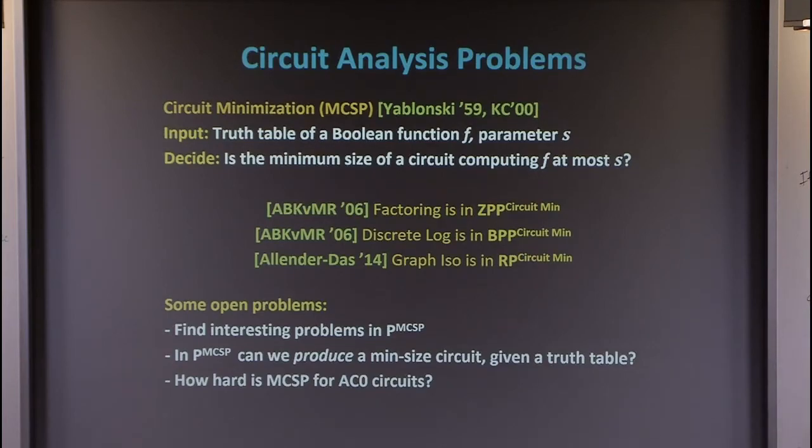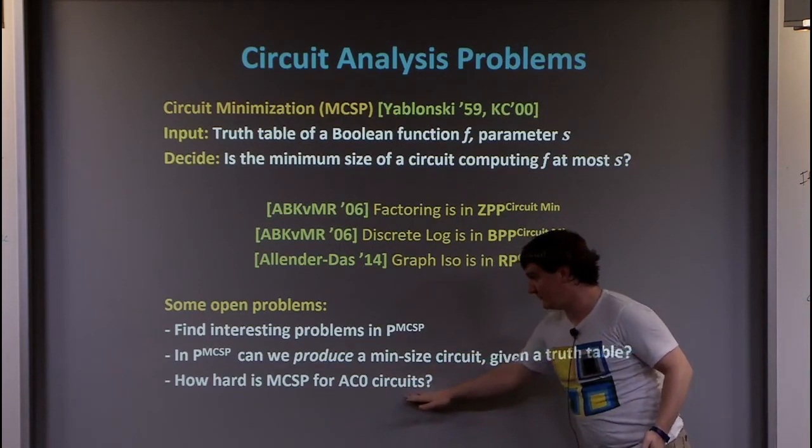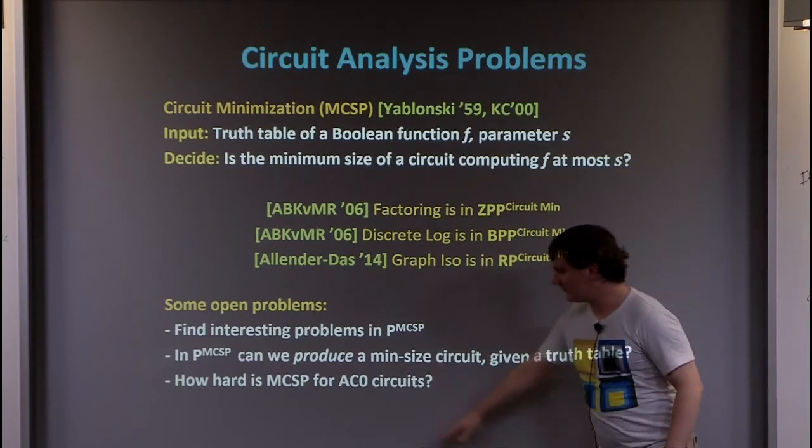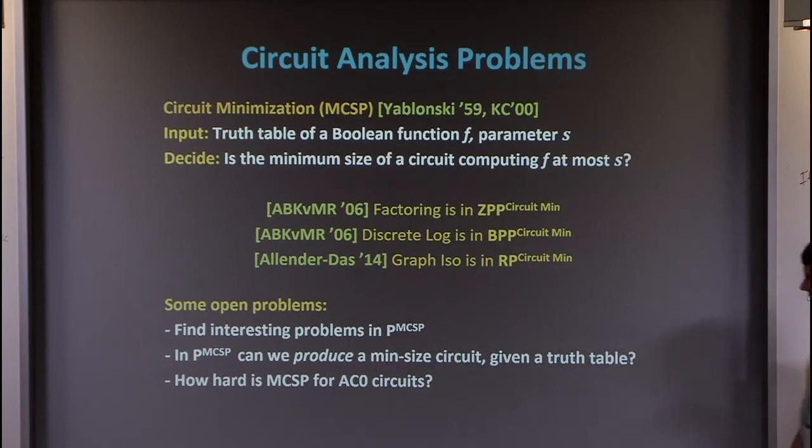Okay. Another question is, how hard is this problem for AC0 circuits? We know it's NP-hard for DNFs. But we have exponential lower bounds on DNFs, and we don't have truly exponential lower bounds on AC0, so maybe we can prove some kind of hardness for quasi-NP, non-deterministic quasi-polynomial time.